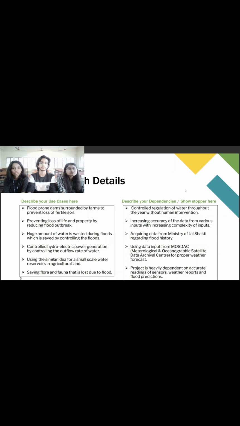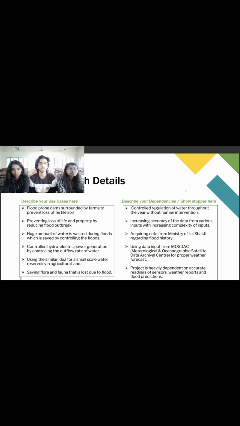The dependencies or showstoppers of our project: it will work throughout the year, hence it is not only functional during rainy seasons. Increasing accuracy through various sensors, the data that we will be receiving through various sensors, acquiring data also from the Ministry of Jal Shakti regarding flood history. We also use data input from MOSDAC, which is the official site of ISRO, and we get proper weather forecasts from there. Also, our project is heavily dependent on accurate reading of sensors, weather reports, and flood predictions.